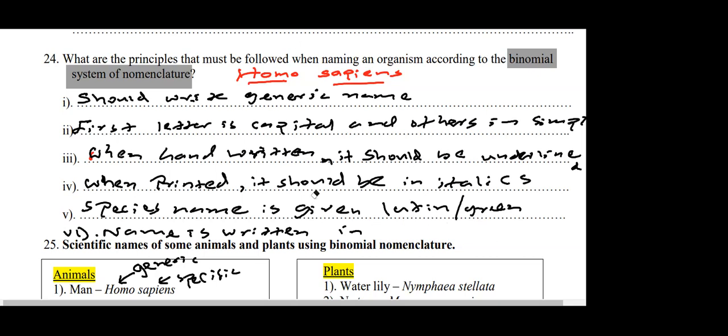Even if you check the Sinhala medium books, Homo sapiens, you can't ask what is the Sinhala meaning of Homo sapiens. Anywhere in the world, Homo sapiens, Homo sapiens. Chinese, Japanese, Sri Lankan, anywhere in the world. So therefore, it will not change.